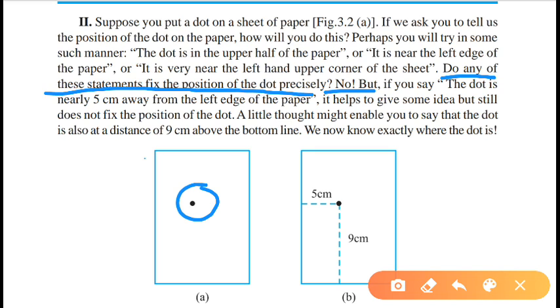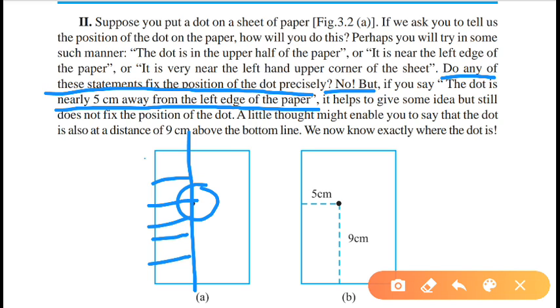No. So the dot is nearly 5 centimeter from the left edge of the paper. So now it is given that it is 5 centimeter away from the left of the paper. But that 5 centimeter can be over here, can be over here, can be anywhere. So because of this idea we are still not able to fix it. So we need a little bit more information.